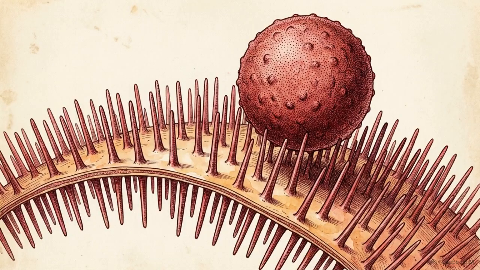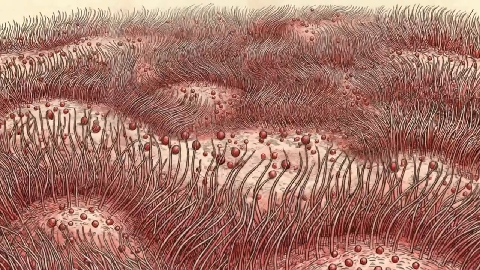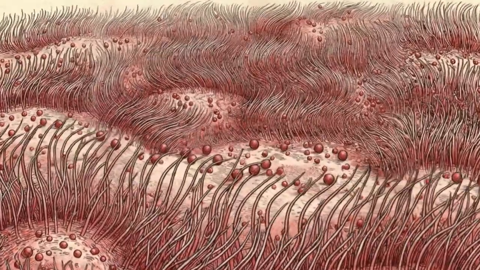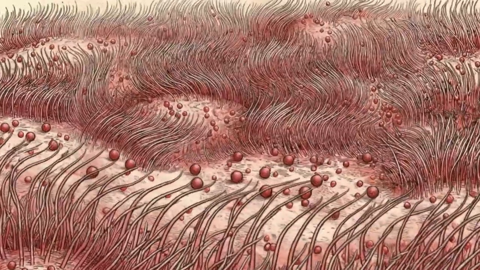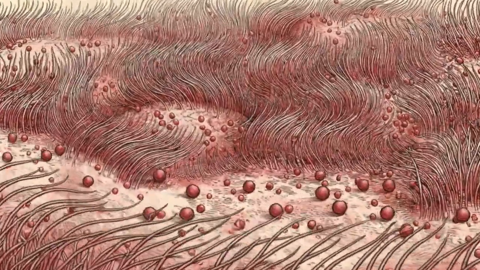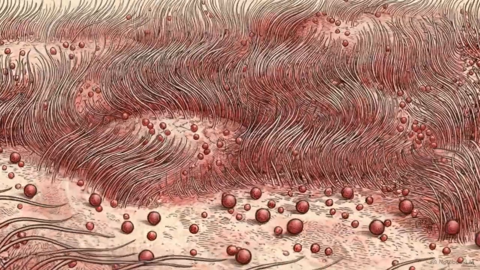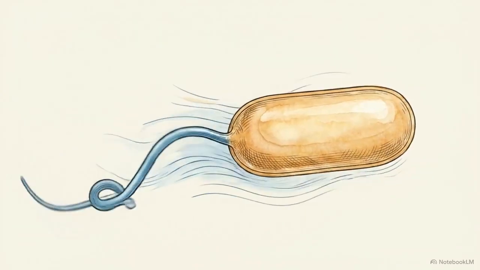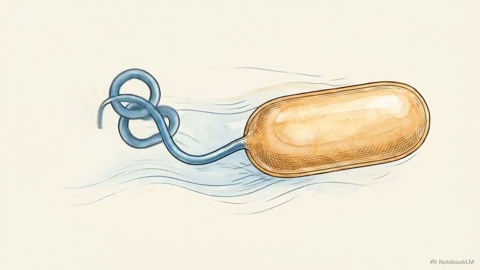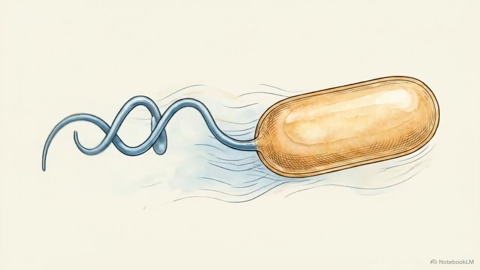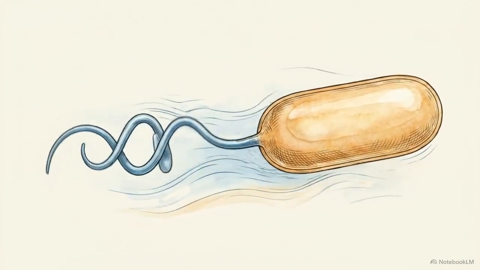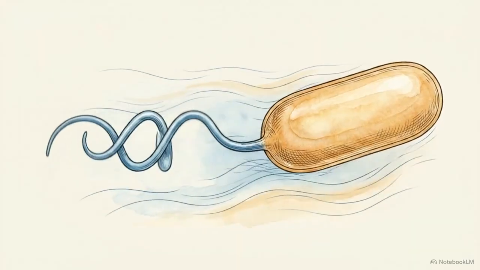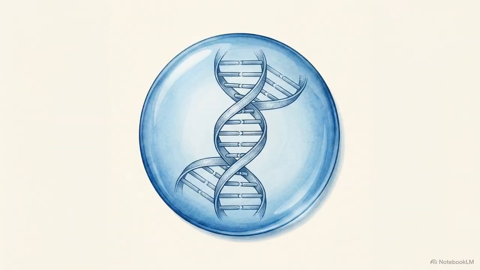Other types of cells are modified for physical movement. By adding microscopic projections to their exterior, they navigate surroundings or move materials across their surface. In the human respiratory tract, cells are lined with cilia. These hair-like projections move in waves to trap particles and expel them when you cough. Alternatively, some bacteria and human sperm cells use a flagellum, a long, tail-like projection that acts as a propeller to move the cell forward.